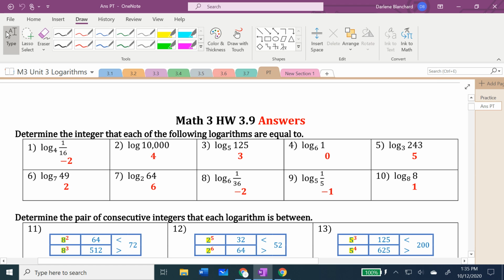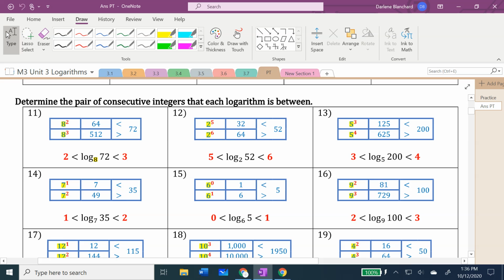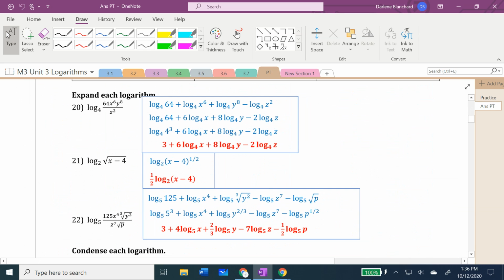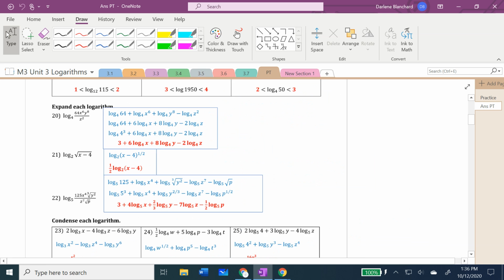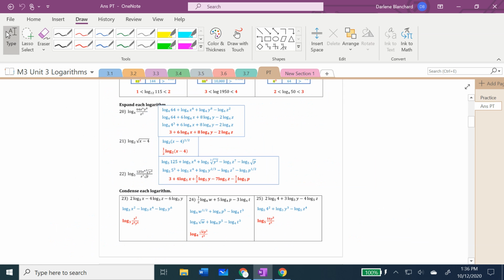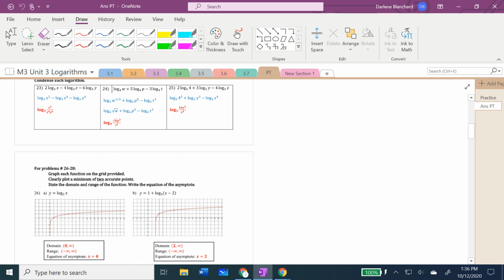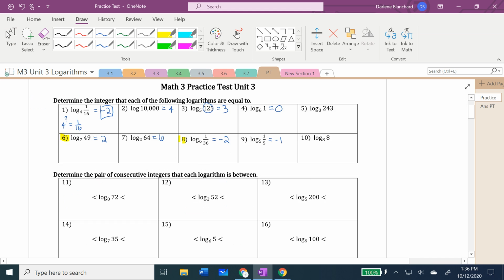That is very true. A lot of math actually turns into a puzzle. So know that I will give you a few problems like numbers 1 through 10. I'm not going to give you anything from 11 through 19, but I will have you doing like one expand, one condense, and the graphing of the logs. That I did not spend any time on yet.